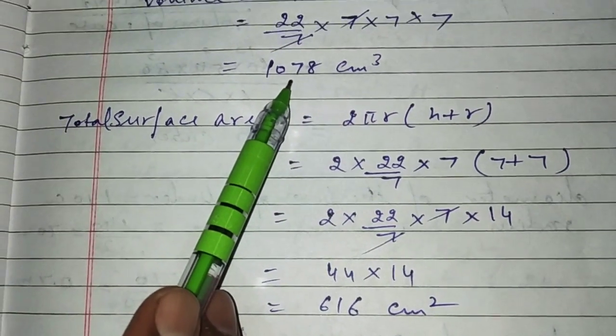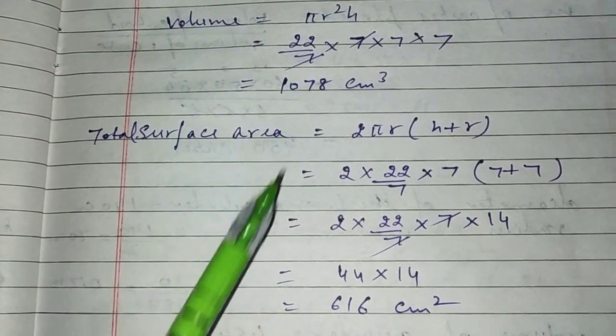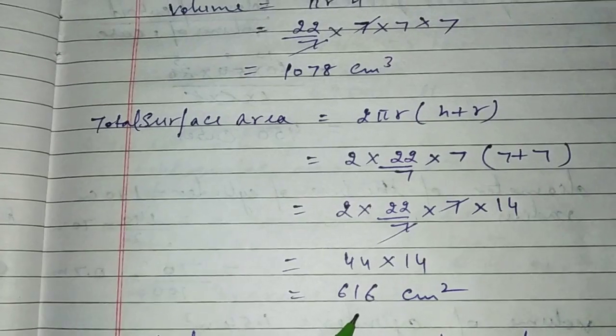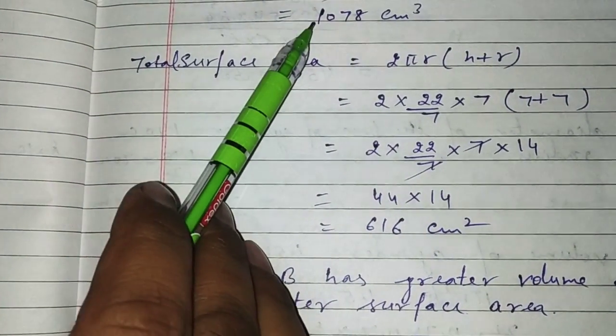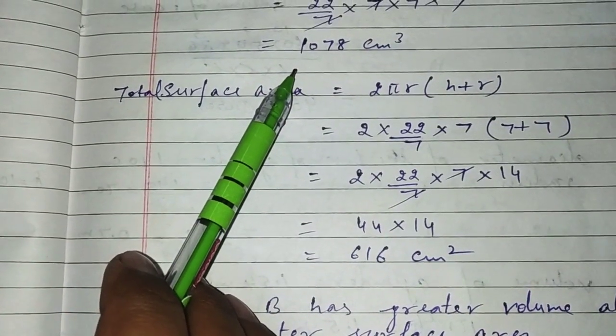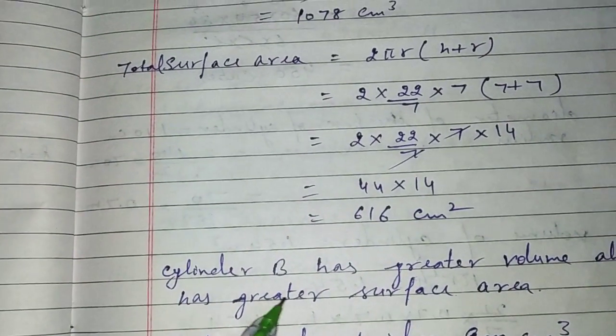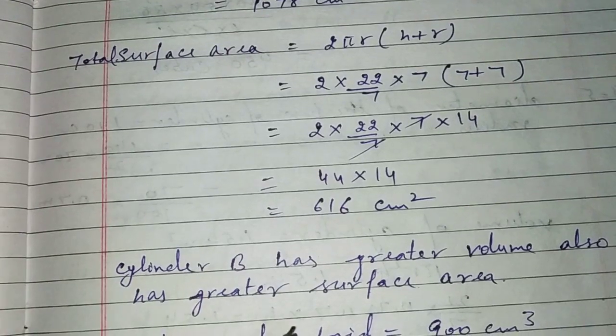The volume of cylinder B is greater than that of A. Also the surface area is greater than the TSA of cylinder A. So we can say that the cylinder with greater volume has greater surface area. So cylinder B has greater volume and also has greater surface area.